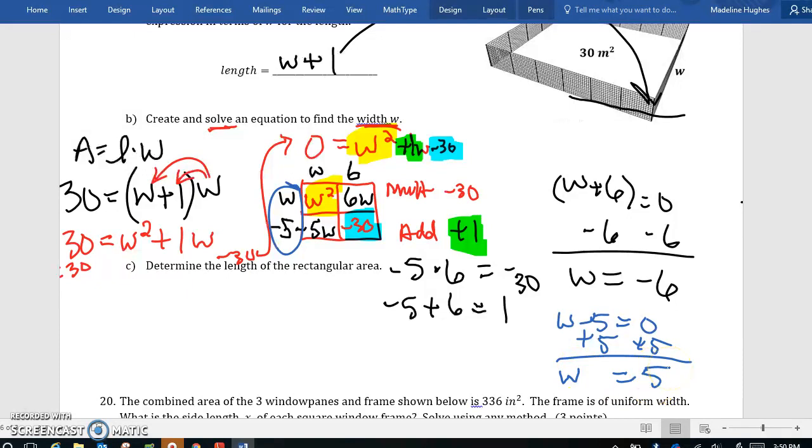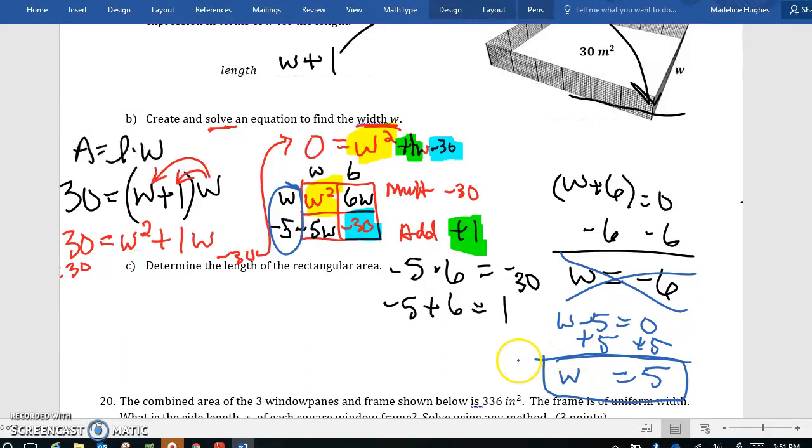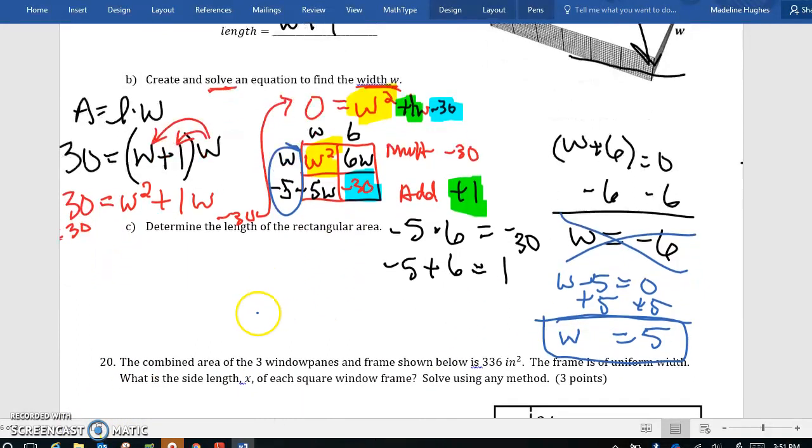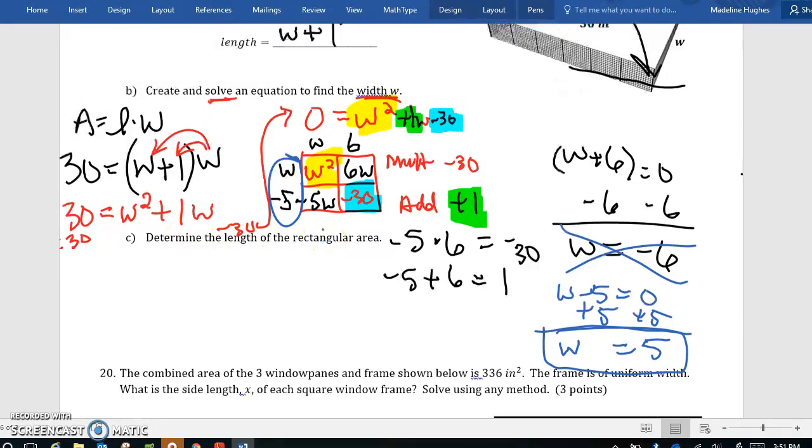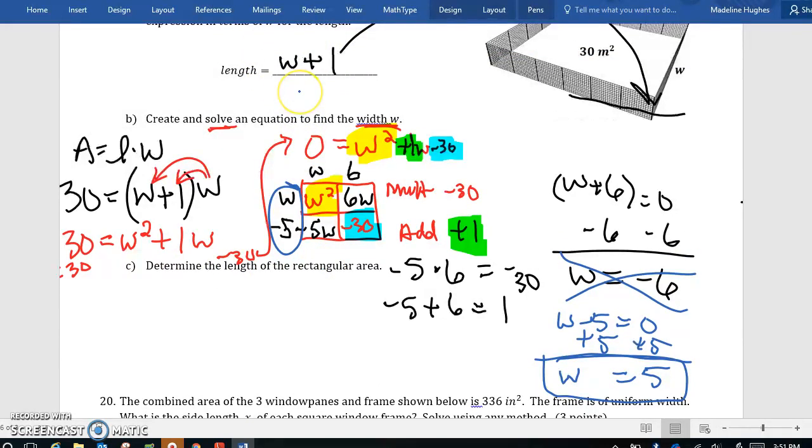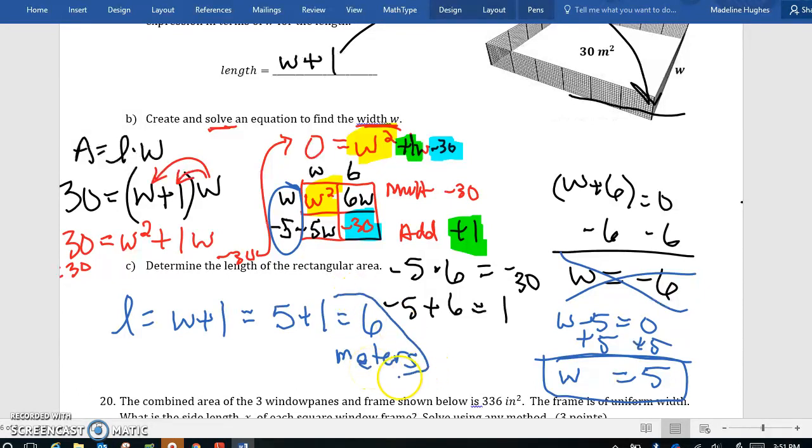Now we can't have a width that's a negative length, so we can't have negative 6. So our width is going to have to be 5. W is equal to 5. And then C is to determine the length of the rectangular area. So if we know the length is W plus 1, we're just going to take our W, which is 5, and add 1 to it. So our length is equal to W plus 1. I'm just going to plug in 5 for the W. Add 1 to it, and I get 6. And we're in meters here. Is our length.